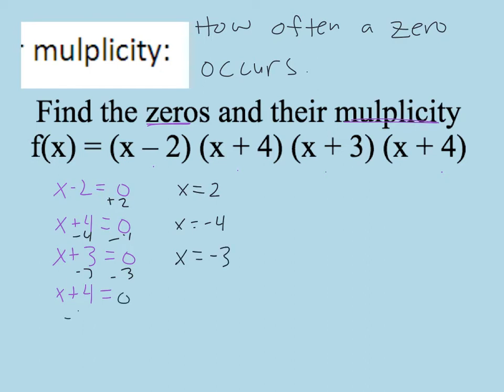And here again I have to subtract 4. Now instead of writing x equals negative 4, I'm going to write the multiplicity is 2. And here I'm just going to put the others. These multiplicities are going to be 1, because each only occurs one time. So again, because negative 4 happens 2 times, it would have a multiplicity of 2.